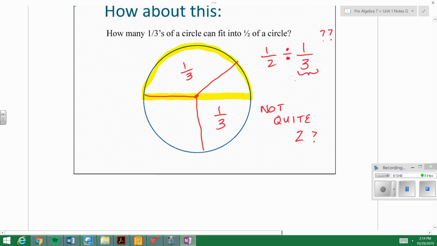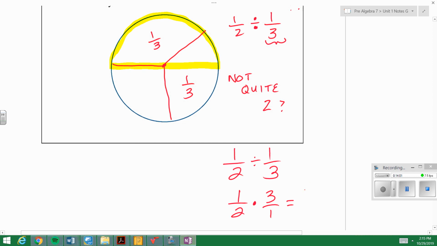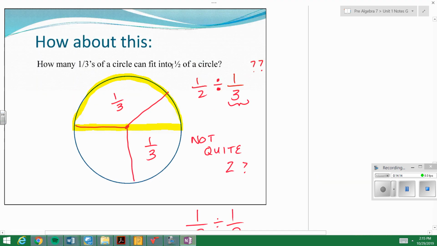So let's check this out. 1/2 divided by 1/3. How many 1/3s go into 1/2? Well, 1/2 being divided by 1/3 is the same thing as 1/2 times 3/1. And now we have something that's a little easier to deal with. Now we have 3/2, or as that improper fraction being turned into a mixed number is 1 1/2.